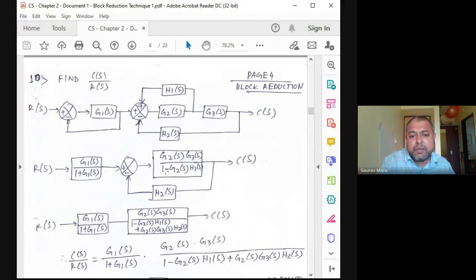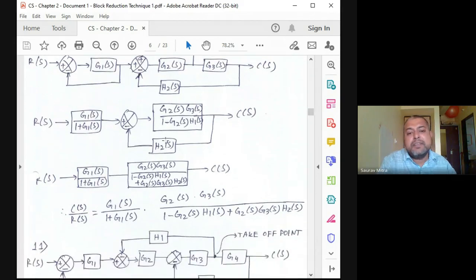So G2 divided by 1 minus G2H1, and that whole thing is in cascade with G3. That's why these three things together form G2 G3 divided by 1 minus G2 H1. So now you find that only one problem is there. This is the only loop which is pending.